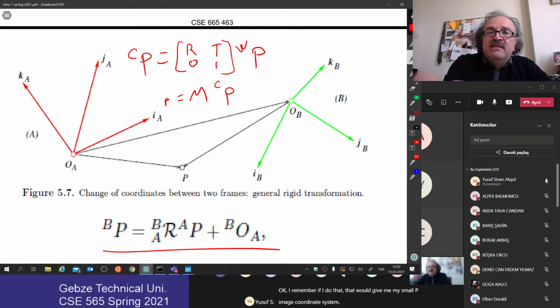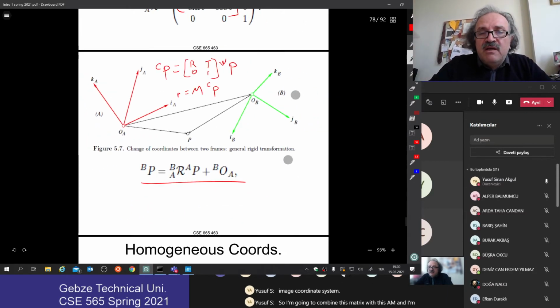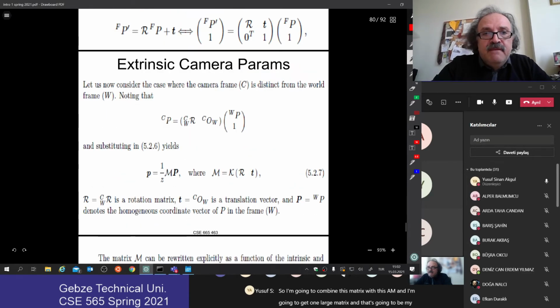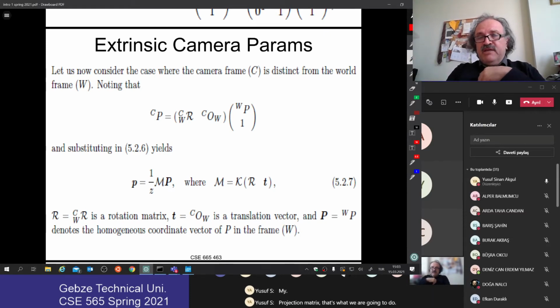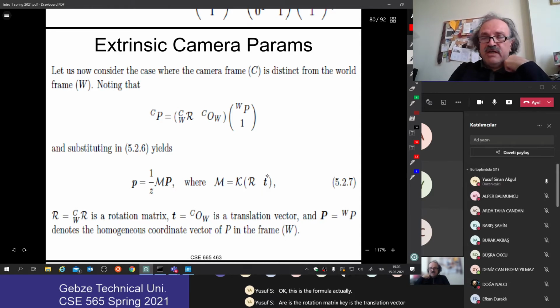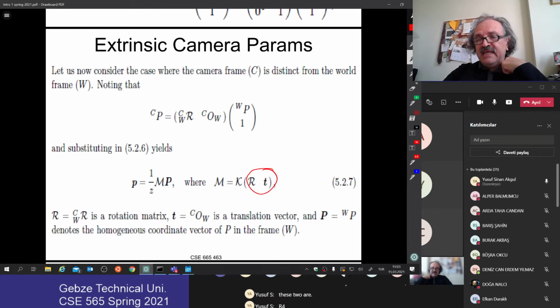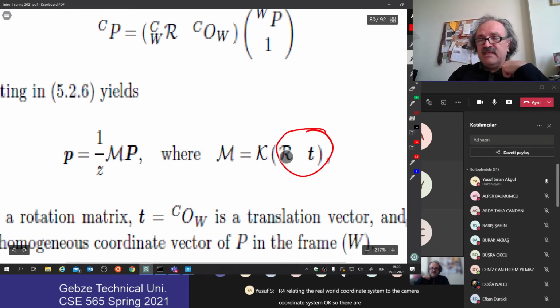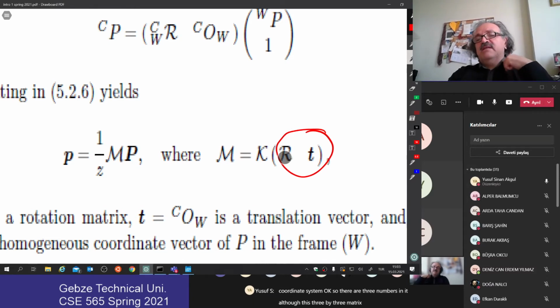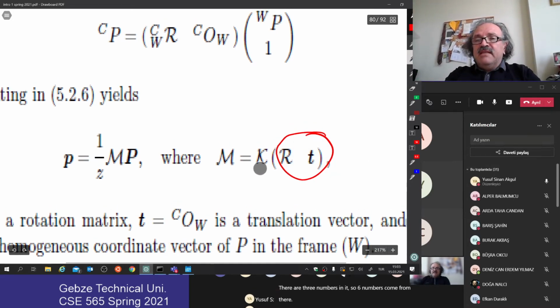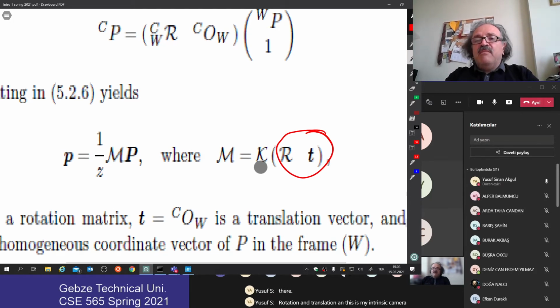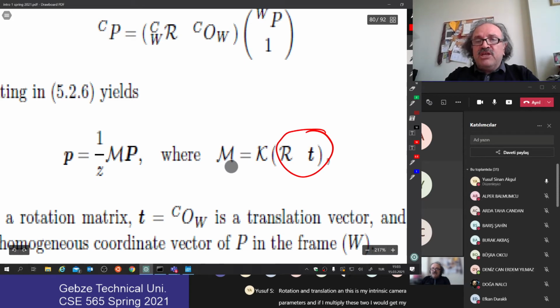So I am going to combine this matrix with this M, and I'm going to get one large matrix, and that's going to be my projection matrix. That's what we are going to do. This is the formula actually. R is the rotation matrix, T is the translation vector. So these two are for relating the real world coordinate system to the camera coordinate system. Although this is a 3 by 3 matrix, there are 3 numbers in it. So 6 numbers come from the rotation and translation, and this is my intrinsic camera parameters.